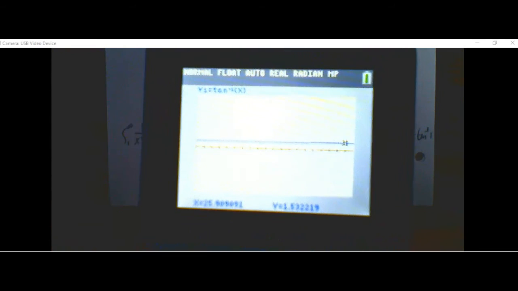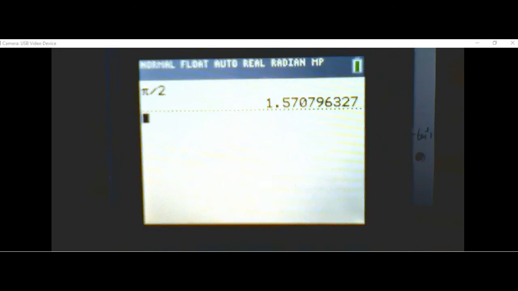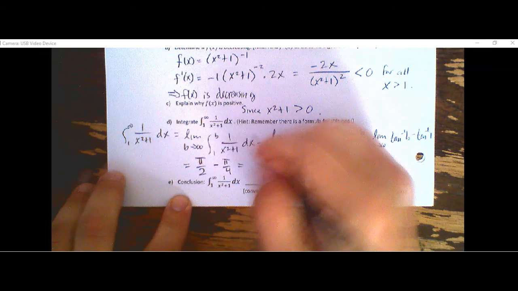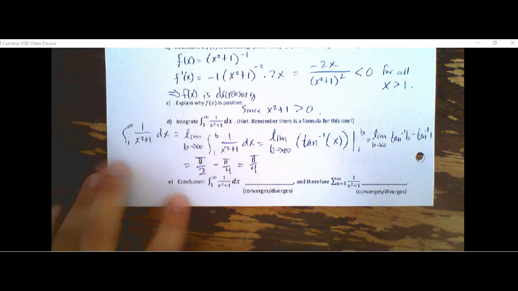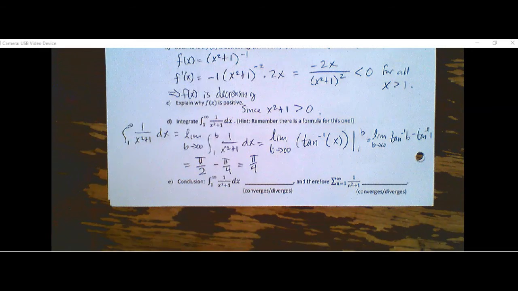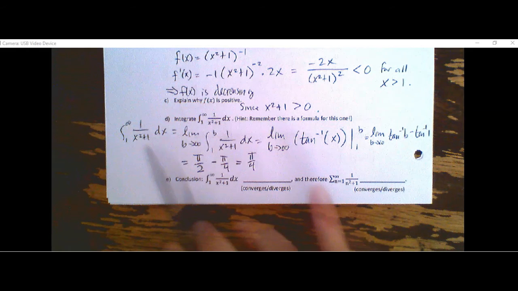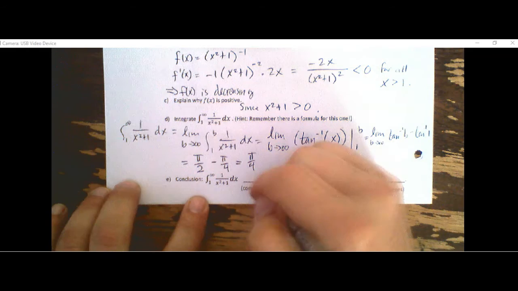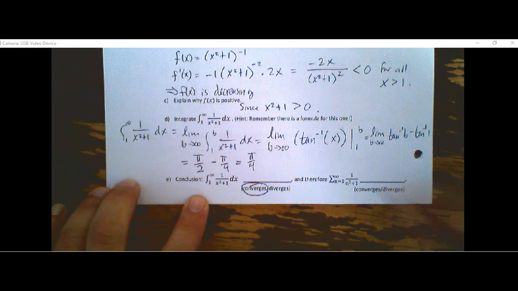You see the y value is 1.532219. If you type in pi over 2, you get 1.57. So it's increasing towards pi over 2, but never goes above that. And pi over 2 minus pi over 4 is pi over 4. So we get a finite value, therefore this integral converges, and so does the series.